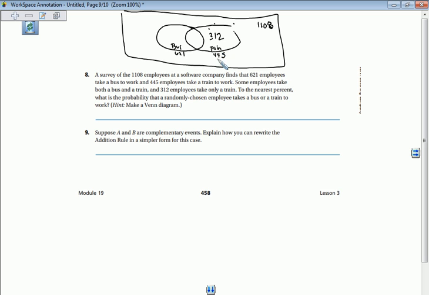Okay, so if there's 445 total and 312 just take the train, how many would have to be in this overlap? 133. Okay, so if I have 133 here, what would be here for just the bus? 488.